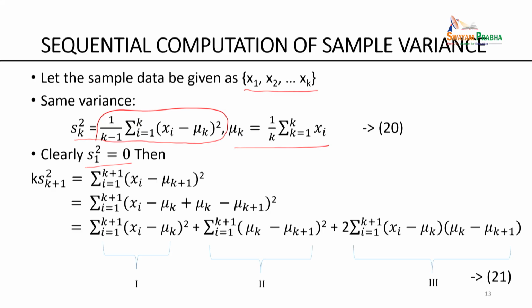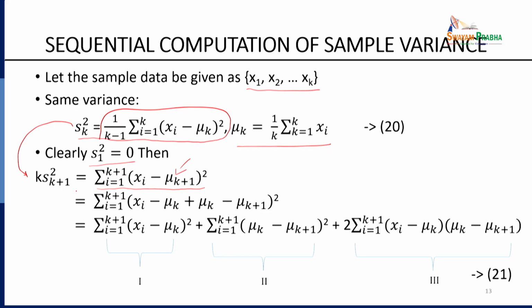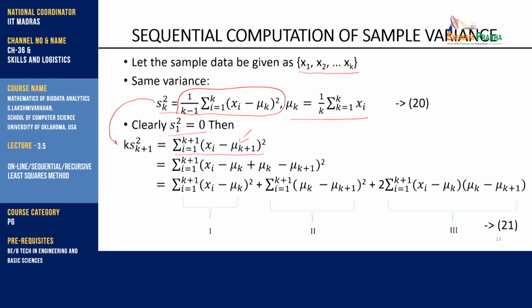So if I use this formula to compute S_k squared, S_k squared is equal to 1 over k minus 1 times the sum, where this is the sample average. We now know how to update the sample average from the previous exercise. So let's assume I have computed the sample average of k plus 1 samples. So k times S_k squared, S_{k+1} squared, can be written by this summation.